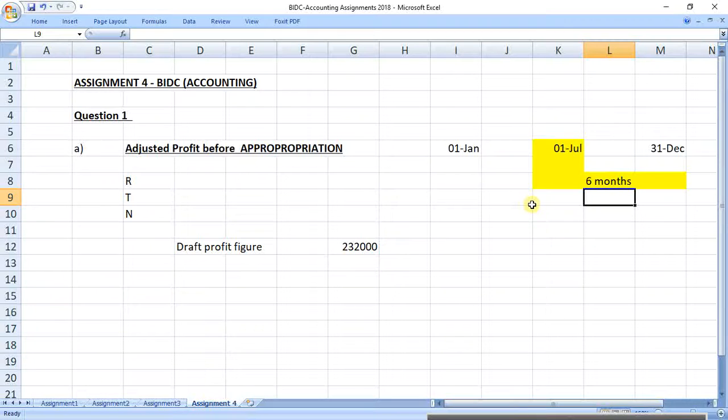It wouldn't have mattered. Why? I bought the asset during the year. There is no accumulated depreciation when I buy new assets. Do you agree? Okay, so depreciation, brackets, what is the vehicle's cost? 20,000 multiplied by, what is the rate? 20%. Pro rata, times by 6 over 12.